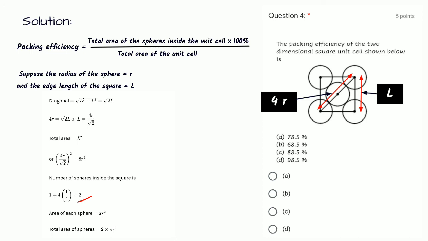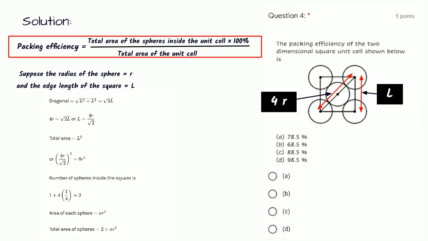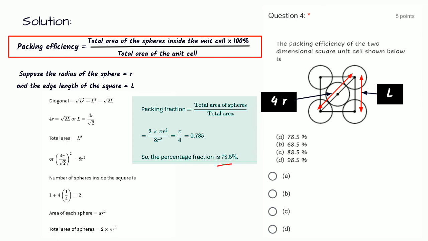So we have to find the area of the 2 atoms, which is equal to the total area of the spheres inside that unit cell. The area of each sphere will be what? Pi r square. So the total area of the spheres will be 2 into pi r square. Now we have the total area of the square unit cell as well as the total area of the spheres inside that unit cell. We just put these values in the equation, and we get the packing fraction, which is equal to 78.5%. So option A is the correct option.